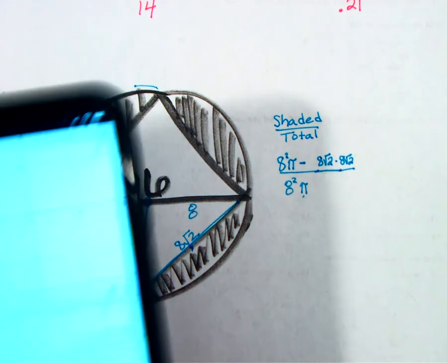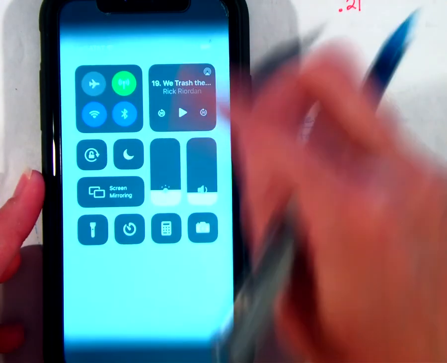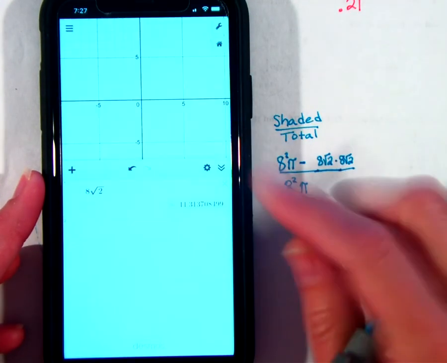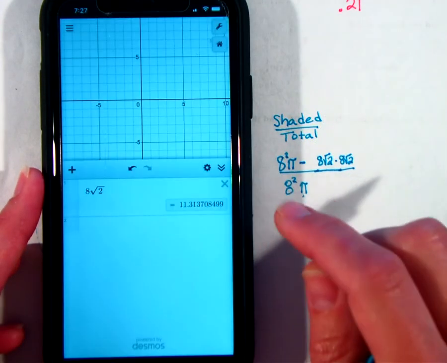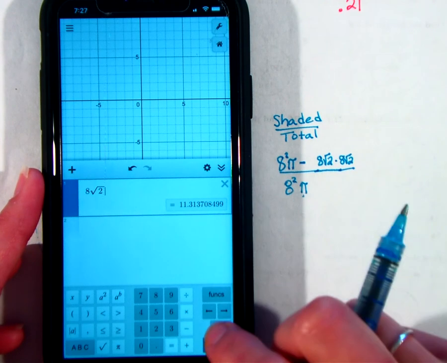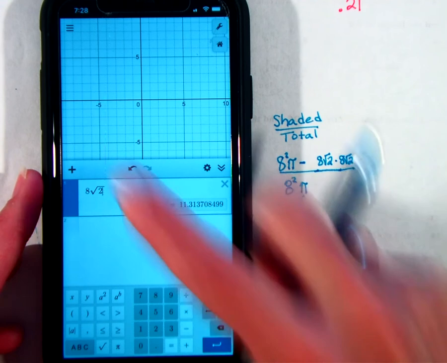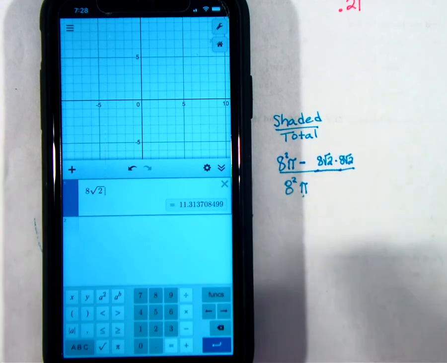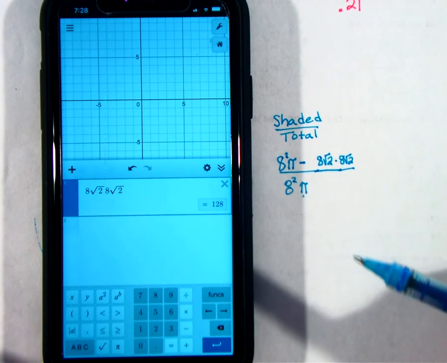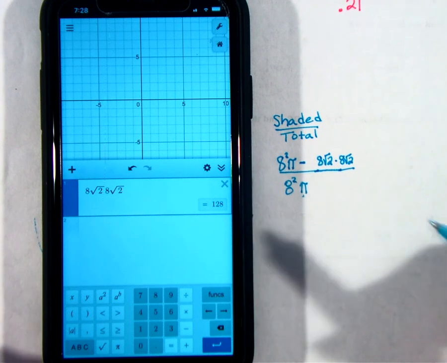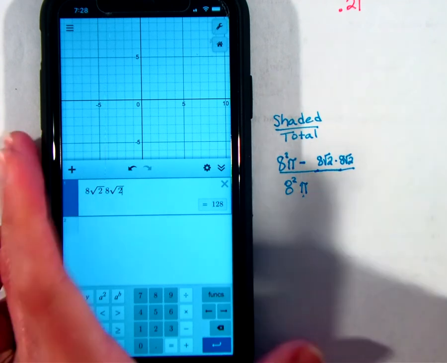So if you're typing that into your Desmos, and I know a lot of you are using Desmos, so I'm going to just show this here. Okay, so when you're typing in, you go 8 radical 2, and then you tap outside of that to get out of the radical, and then you type 8 radical 2 again, and you get an answer of 128. Okay, I didn't even have to put a times in there, but you certainly can put a times.